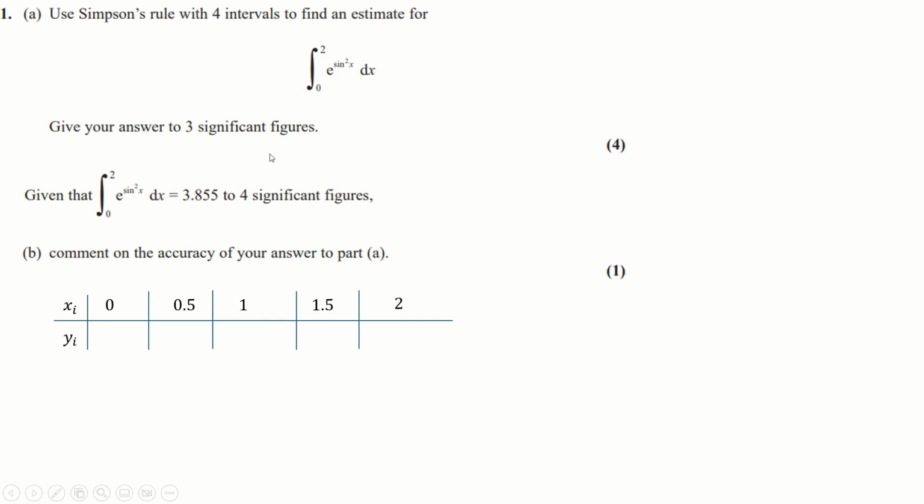Then you just input what happens at x equals 0, where sine squared of 0 is just 0, e to the 0 is 1. And likewise for 2, and likewise for all the other ones. Just input the number into here and work out what the y value is. You get all these numbers.